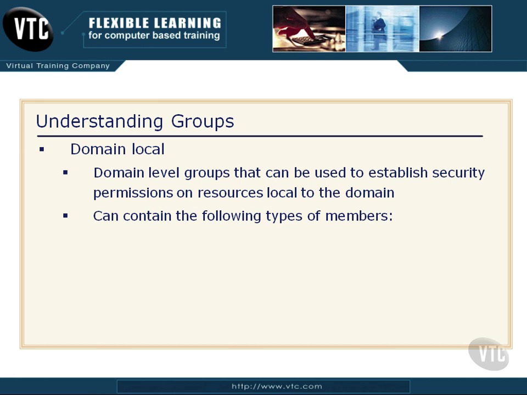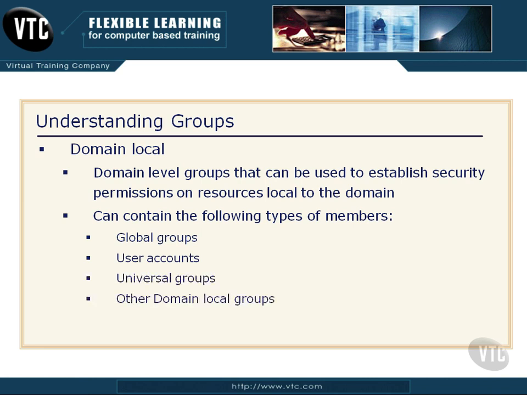Now, a domain local group, make sure you get this part, can contain the following types of members. We can put global groups inside a domain local group. We can put user accounts in that domain local group. We can put universal groups into that domain local group. And we can put other domain local groups inside there. And we primarily use these domain local groups to provide access to resources.